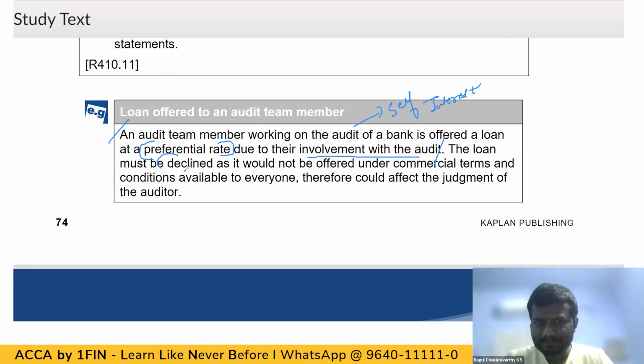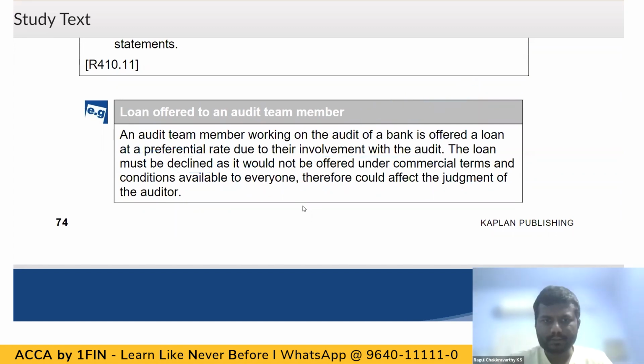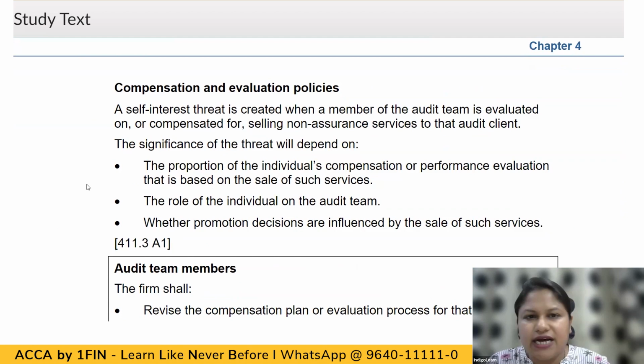The loan must be declined. That means the audit team has to decline the loan, or the member of the audit team must not take up the loan as it would not be offered under commercial terms and conditions available to everyone. That is, every other customer won't get the preferential rate. Therefore, it could affect the judgment of the auditor. Affect the judgment as in his objectivity will get compromised. He will now start thinking in the favor of the bank. Got it? Yes.